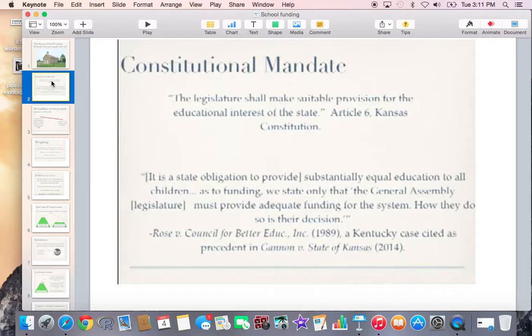So again, that ruling came from the Kentucky state courts. However, in the Gannon v. State of Kansas ruling, here in this state, the Kansas Supreme Court ruled that the state of Kansas too must also follow that directive. Provide substantially equal education and provide adequate funding for the system. So how do they do that?